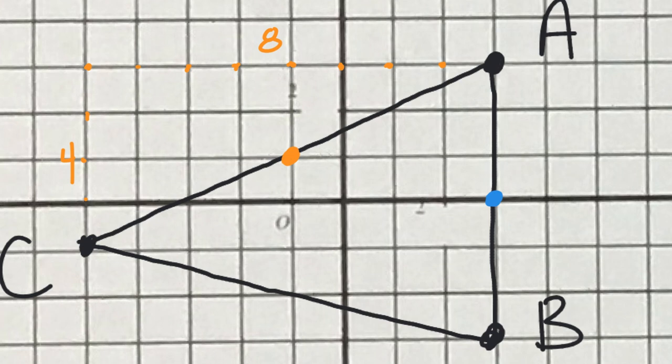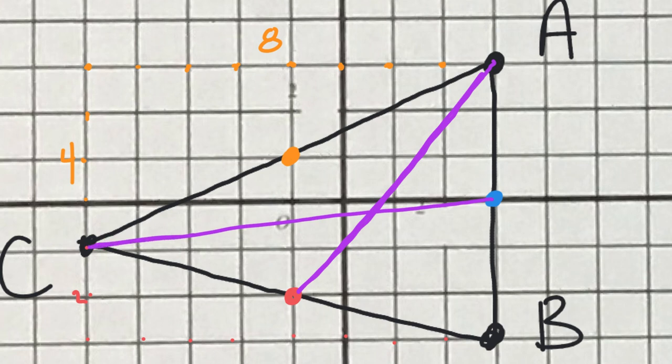And do a similar thing for B. I go over 1, 2, 3, 4, 5, 6, 7, 8, and only up 2. So that means I go over 4 and up 1. And there are all of my midpoints. Now, if I want to do the medians, I need to connect the opposite vertex with that midpoint. So there's 1 median. Here are 2 medians. And here is my 3rd median.